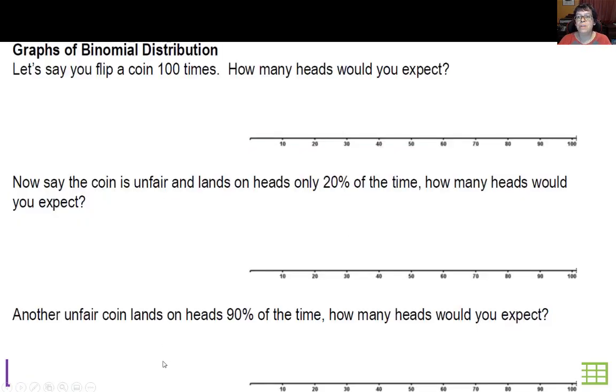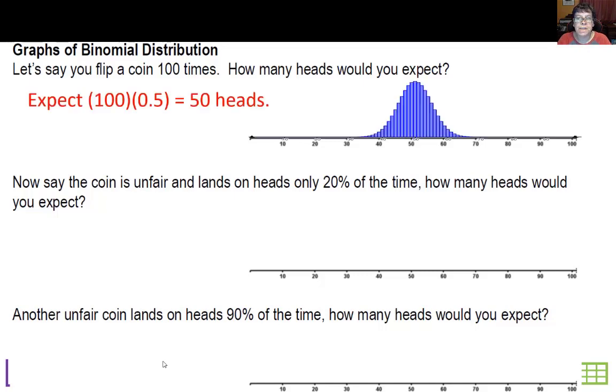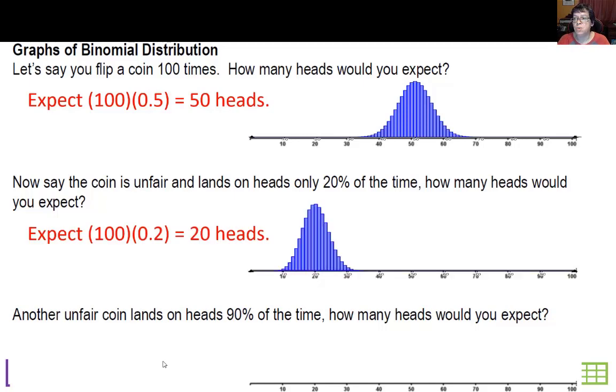All right, so let's go back to the binomial distribution. Let's say you flip a coin 100 times. How many heads would you expect? So if it's a fair coin, you would expect 50 heads, right? And that's what the distribution looks like. Now, if the coin is unfair and lands on heads only 20% of the time, how many would you expect? 20, right? So your peak would be there at 20 instead of at 50.